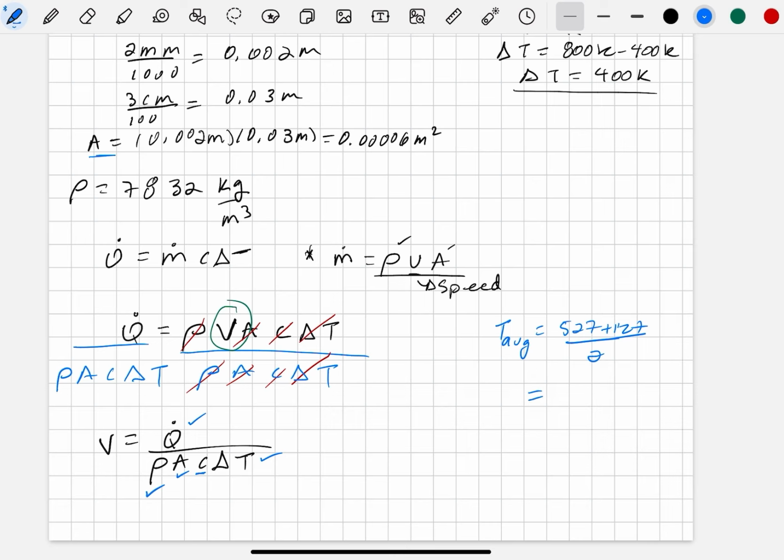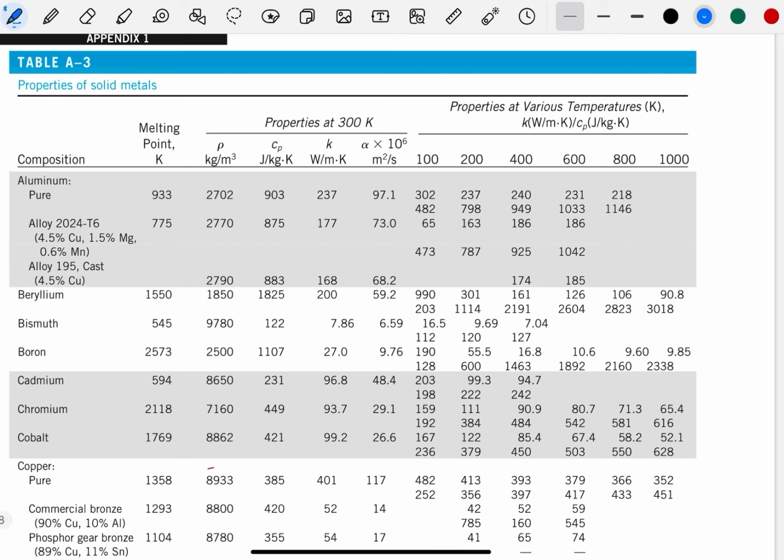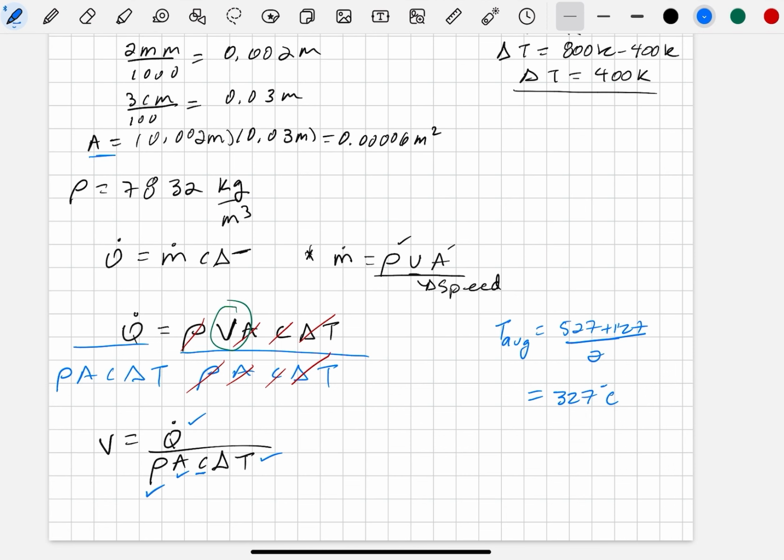which, if you do that, you get 327 degrees Celsius. Let's change that to kelvins. The reason for that is because if we go back to the table, temperatures are in kelvins. And I'll show you guys right now the table. So if we were to add 273, then the average temperature would just be 600 kelvins.